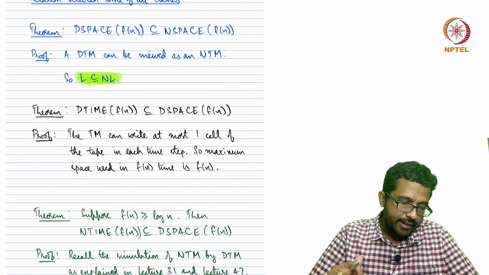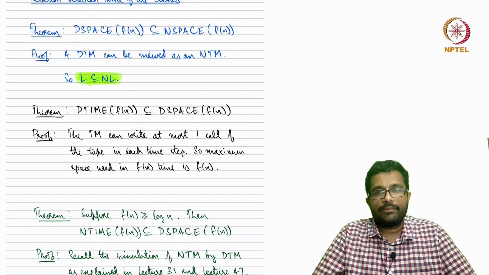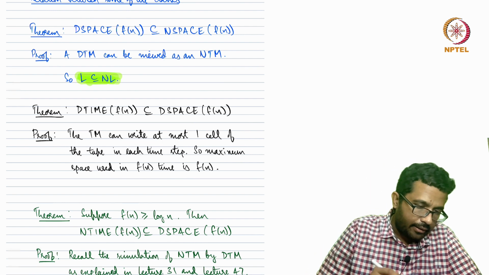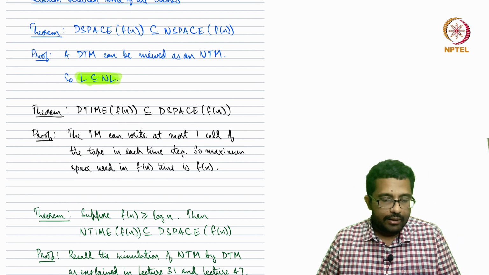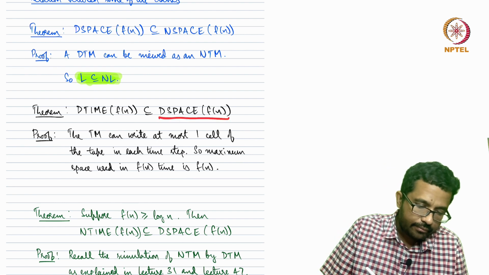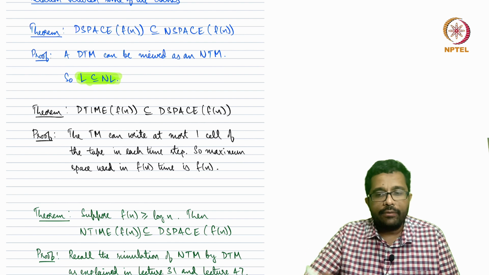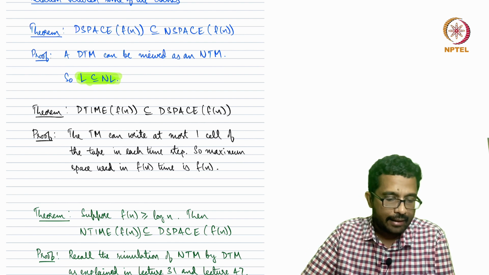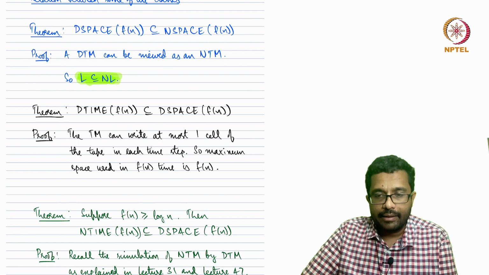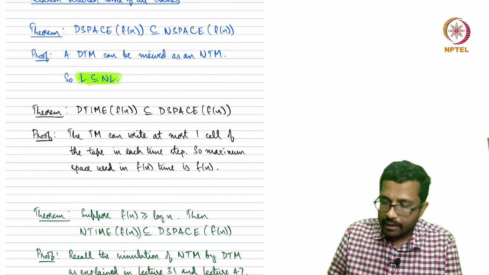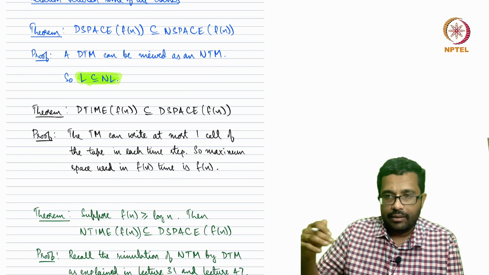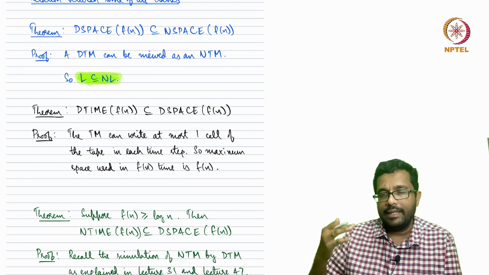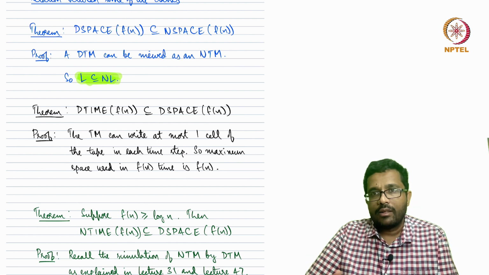The next thing relates deterministic time and deterministic space. Suppose there is a language that requires O(f(n)) time to decide. We are saying that it can also be decided in O(f(n)) space. This is also fairly simple. The Turing machine that decides in O(f(n)) time runs only for f(n) time steps. So it cannot use more than f(n) space, because if you give 100 time steps, the head can only move 100 cells, since each time step moves only one cell. So the space usage is not going to be more than the time.